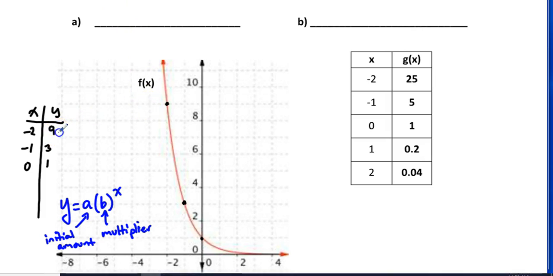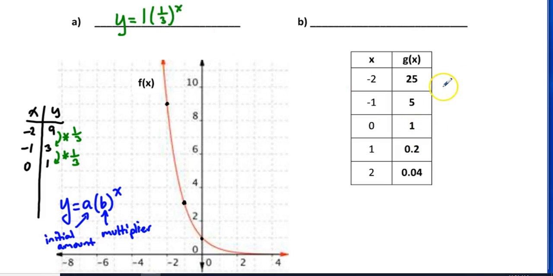Okay, so hopefully you recognized this is being multiplied by 1/3 each time. Again, if you couldn't figure that out, you've got to do 3 divided by 9. If you did 9 divided by 3, you'd get 3, right? But clearly they're not multiplying by 3 each time, they're decreasing. So I have to have a base that's less than 1. So I got y equals, I got my initial amount here. Well, when x is 0, what's y? So y is 1. So 1 times 1/3, all raised to the x power.